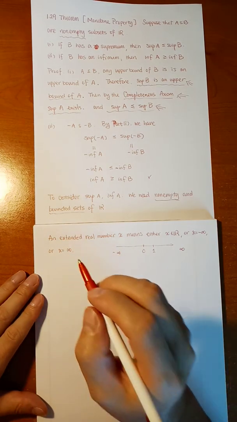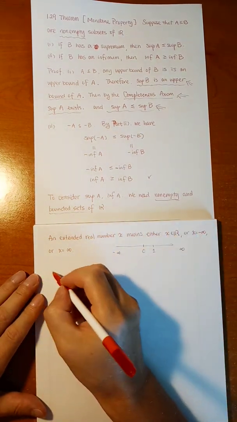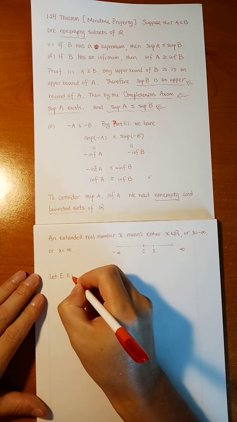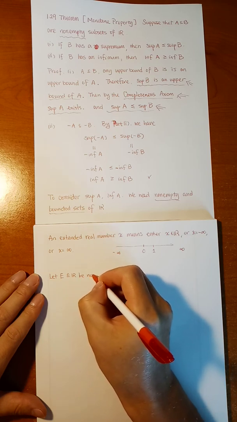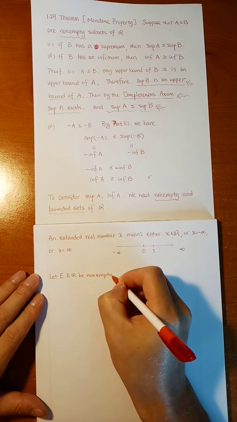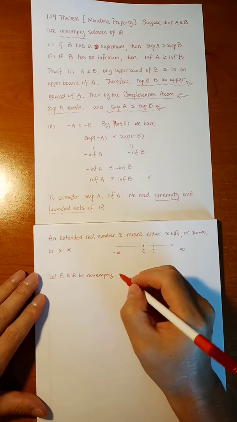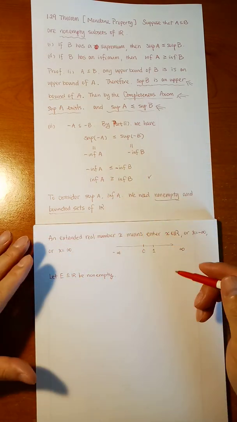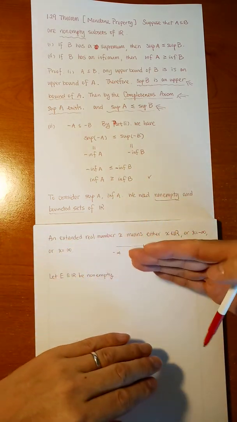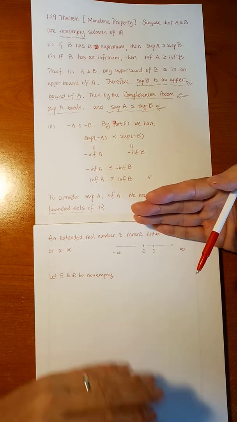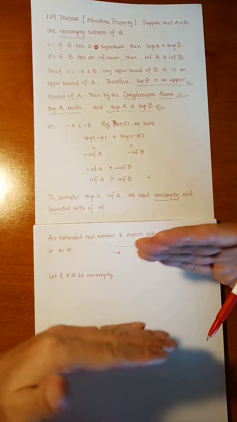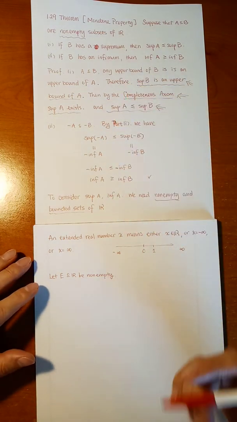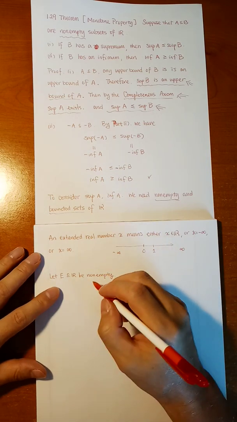When we talk about an unbounded set, it's still non-empty, right? Let E in R be non-empty. Then we're talking about unbounded. For unbounded, there are three possibilities. One possibility is it is not bounded above. The other possibility is not bounded below. The third possibility is neither bounded above nor bounded below. So three possibilities. Let's discuss them one by one.